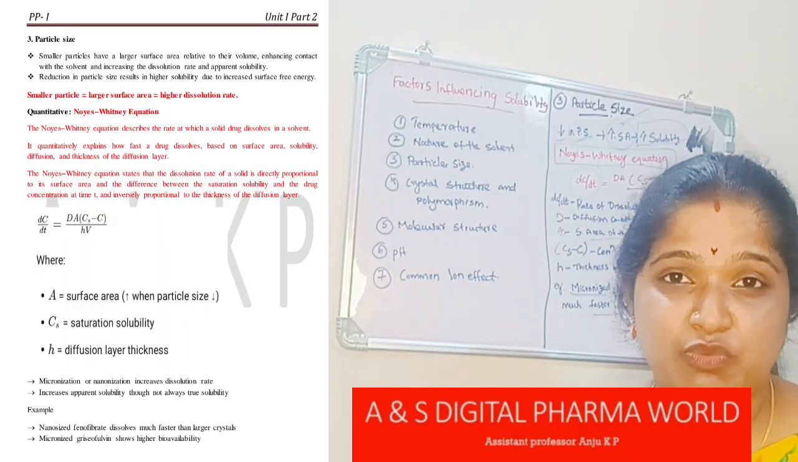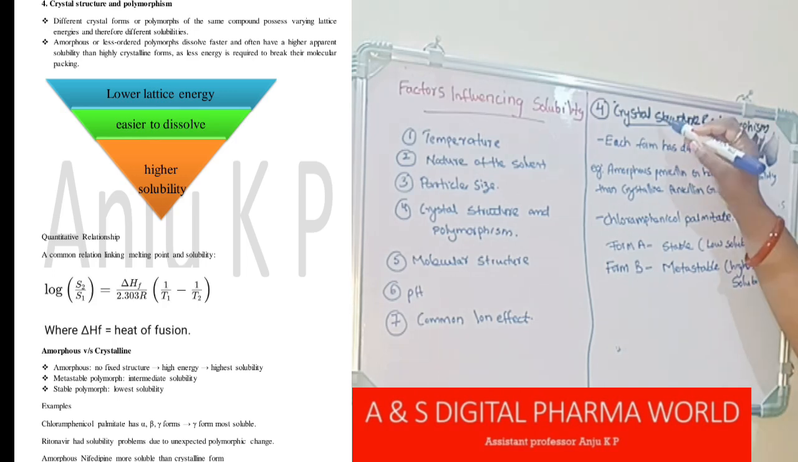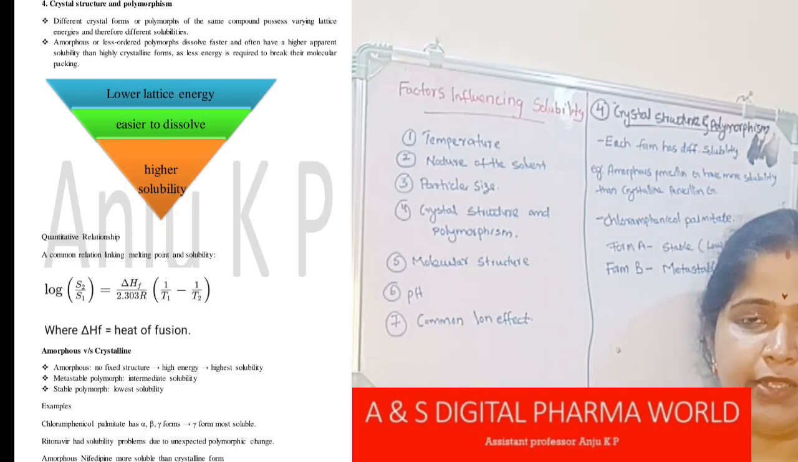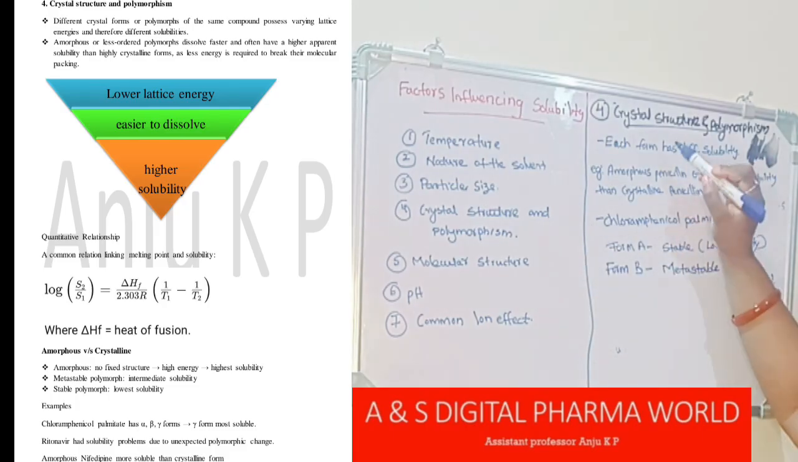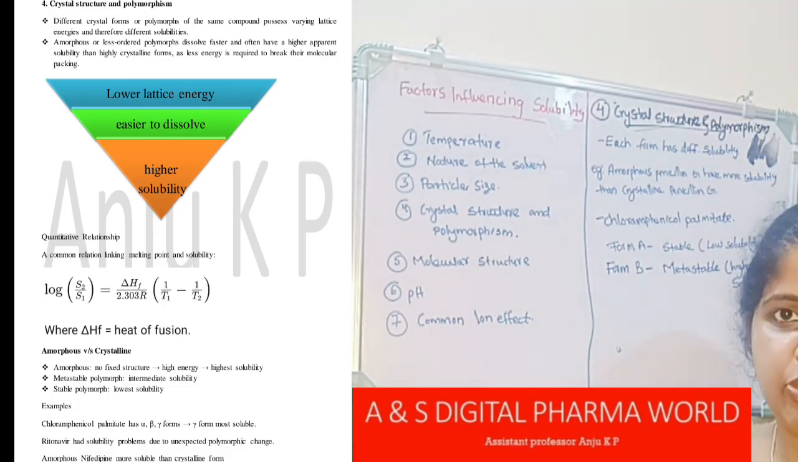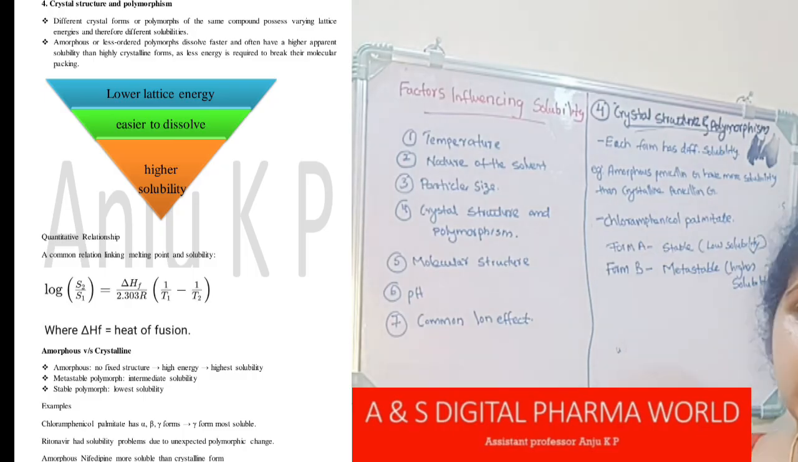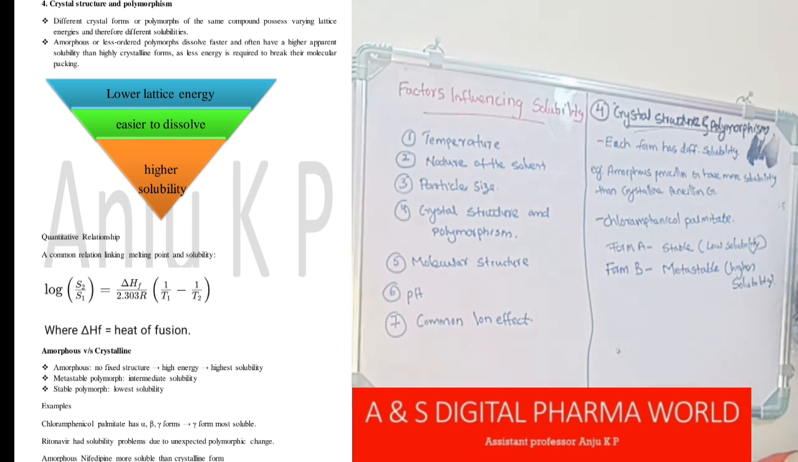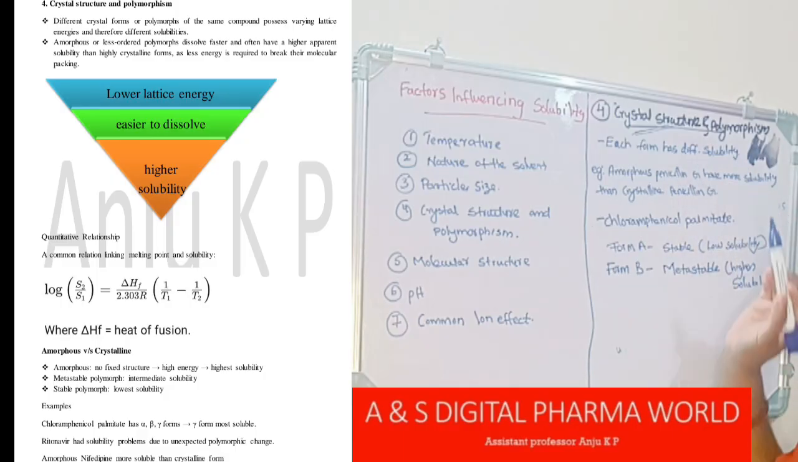Now we'll go for the next one, the crystal structure and polymorphism. We already know our drugs will be either in the crystalline form or the amorphous form. When we talk about crystal structure, when two or more crystalline forms exist, they are called polymorphs, and the process of their formation is called polymorphism. We can remember that each form has a different solubility.